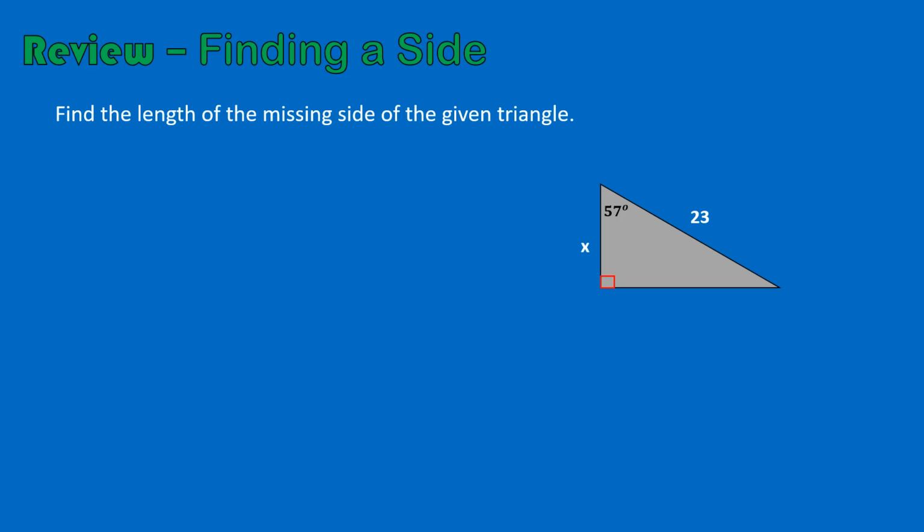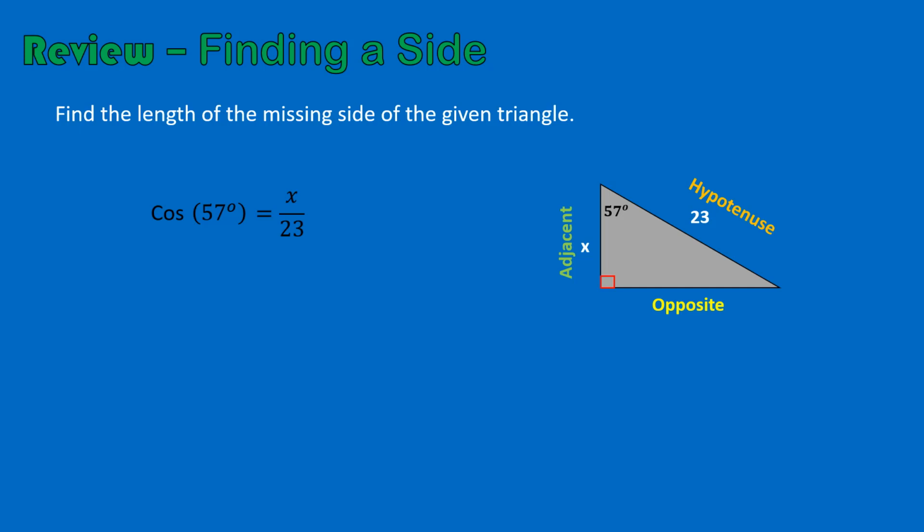Of course, that always starts off with labeling the sides of the triangle. Opposite is opposite of the angle, adjacent is the one next to it, and hypotenuse is the one that's opposite your right angle. So if I look at this diagram here, I know my adjacent side and my hypotenuse, which means I'm going to use cosine, and it's cosine of your angle, or 57 degrees, equals the ratio adjacent over hypotenuse, in other words, x over 23.